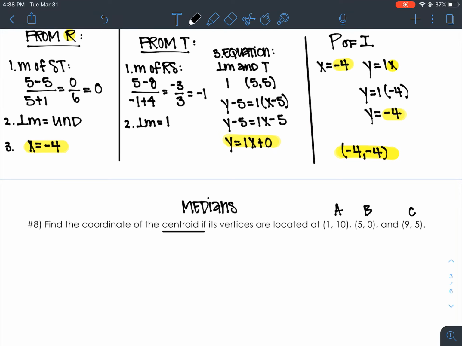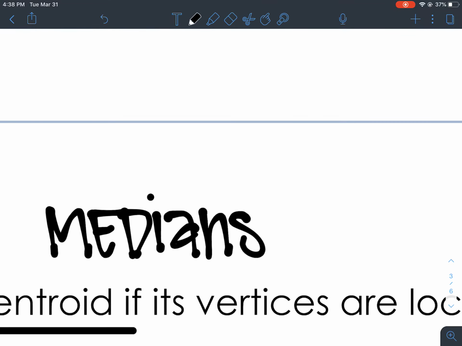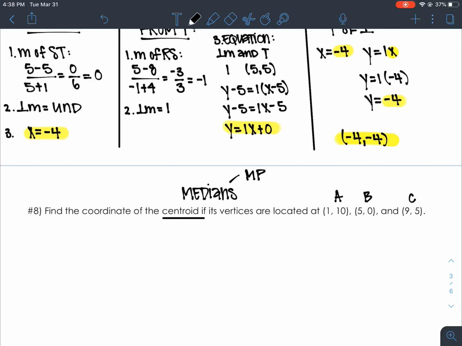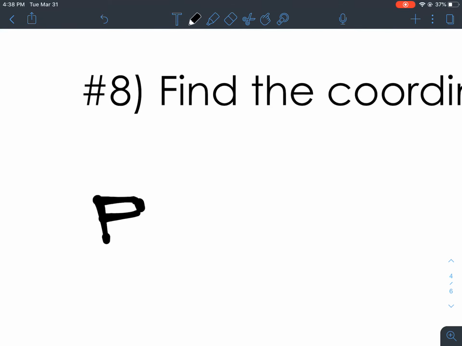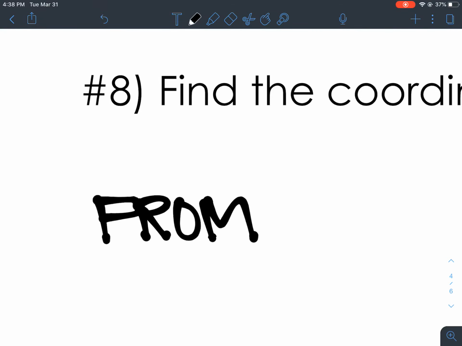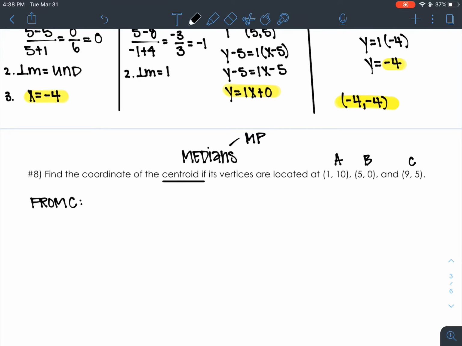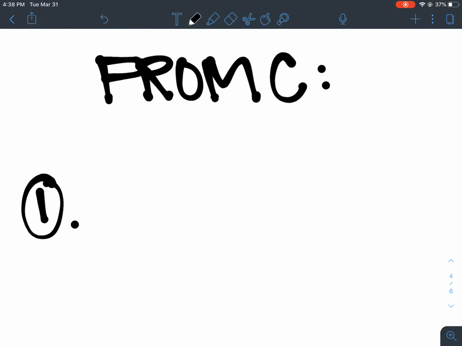So you're going to pick again any two of those three to get the equations of, okay? So if we remember with medians, what we're talking about here are midpoints. All right. So I'm going to pick from C. I'm going to start there, and I'm going to choose to go from C. Now, if we remember what a median is, it's the segment connecting that vertex to the midpoint of the opposite side, okay? So I'm going to now find the midpoint of AB.